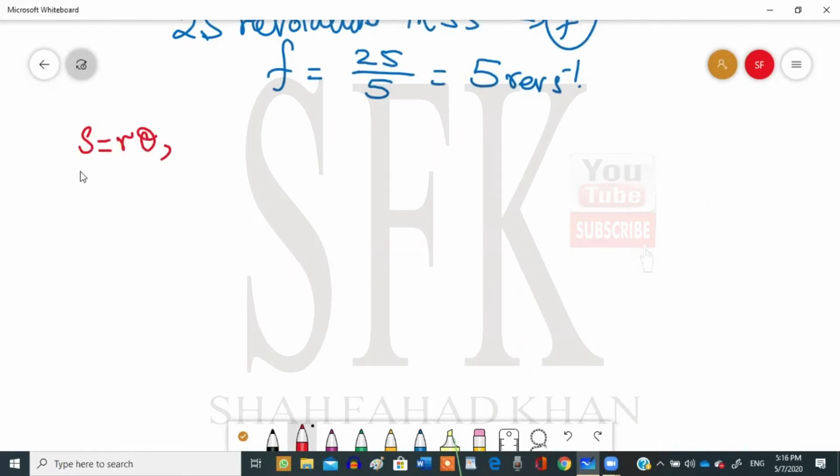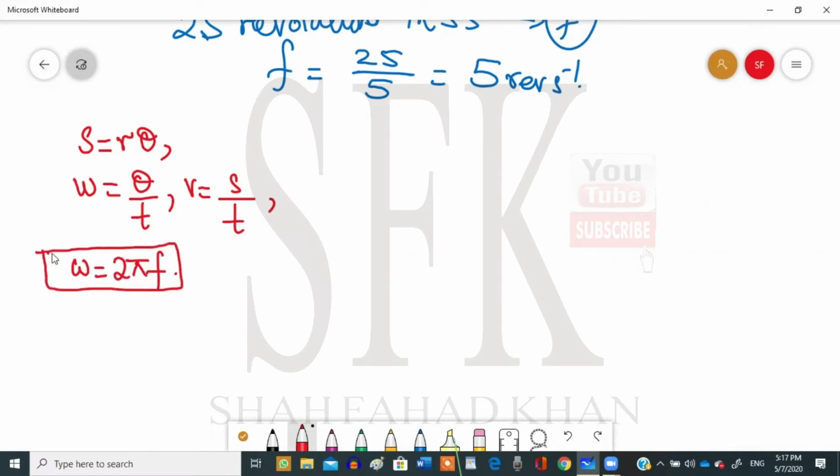We did the formula for omega, which is equal to theta upon t. We did the formula for velocity, which is equal to displacement upon time. And we also derived another formula for omega, which is equal to 2 pi f. Now, using this formula, we are gonna develop a relationship between the linear velocity and the angular velocity. Let's see how that is gonna happen.